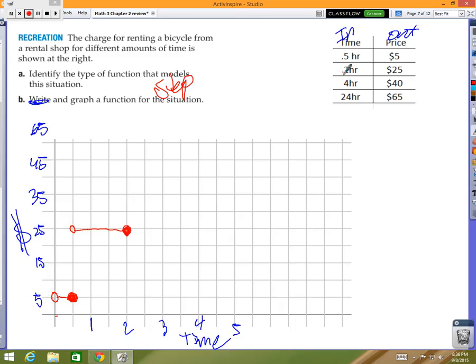The next interval is between 2 and 4 hours. So if you want it between 2 and 4 hours, they're going to charge you $40. So you come up here to $40, 2 hours, let's see, 4 hours right here. Anything between is $40, and then 4 hours is $40, but 2 hours is not $40. 2 hours is only $25. And then the last, 4 hours to 24, is going to be 65. So 65, 24, stop, end. 65 right here.